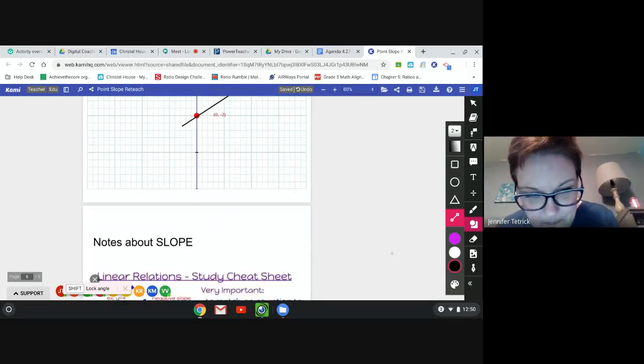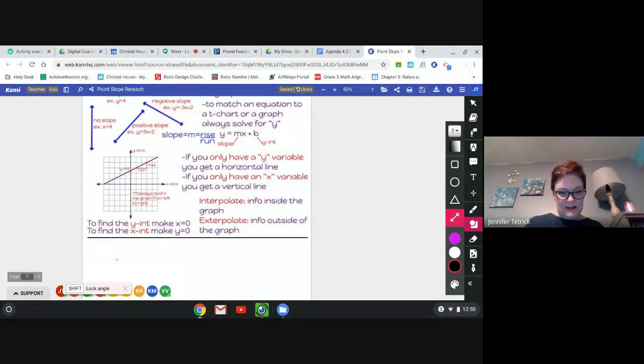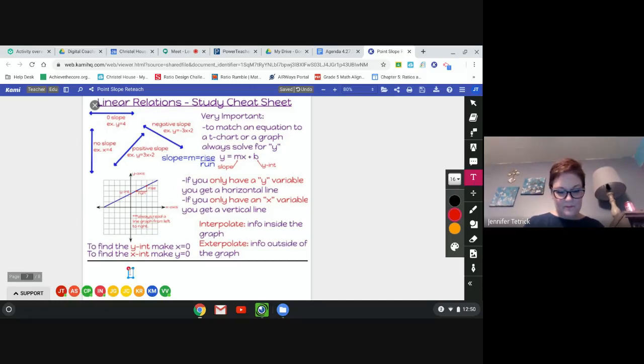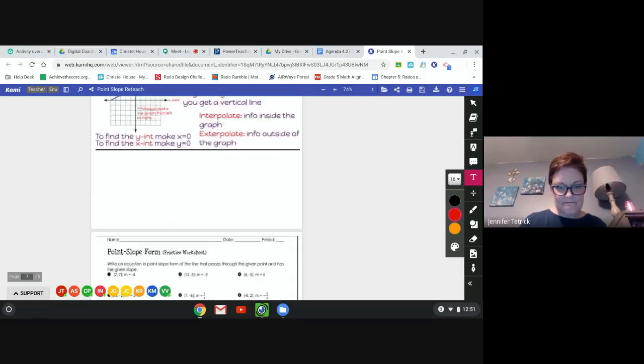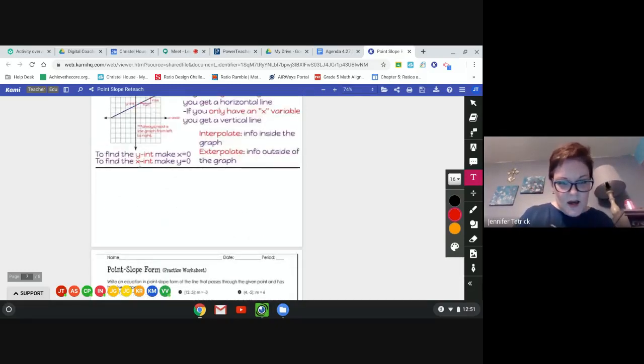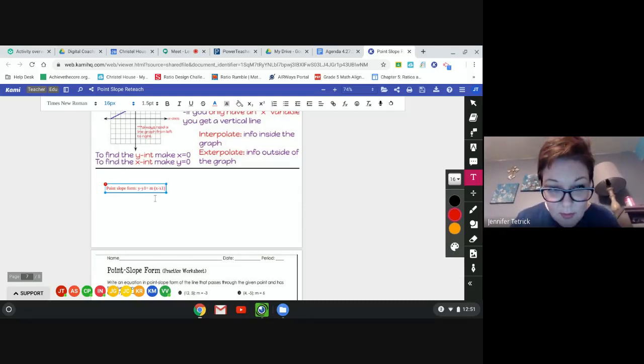Kids, guess what? Now you have a cheat sheet. I'm also going to type down here your point slope formula. Y minus y1 is equal to m times x minus x1.